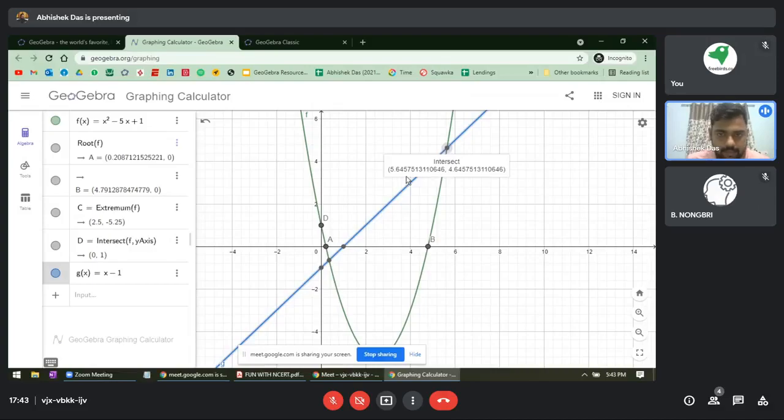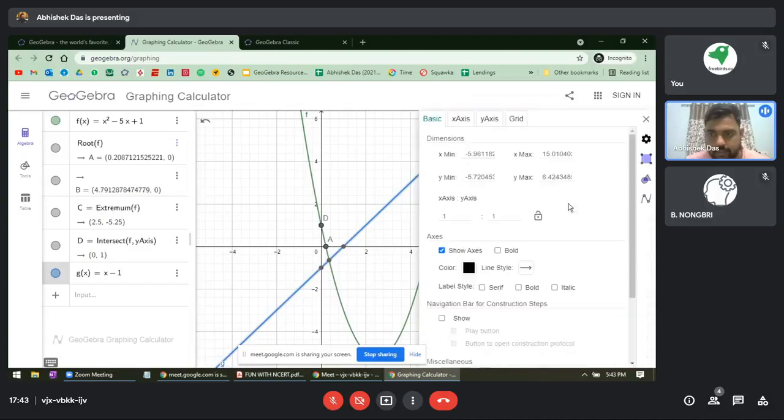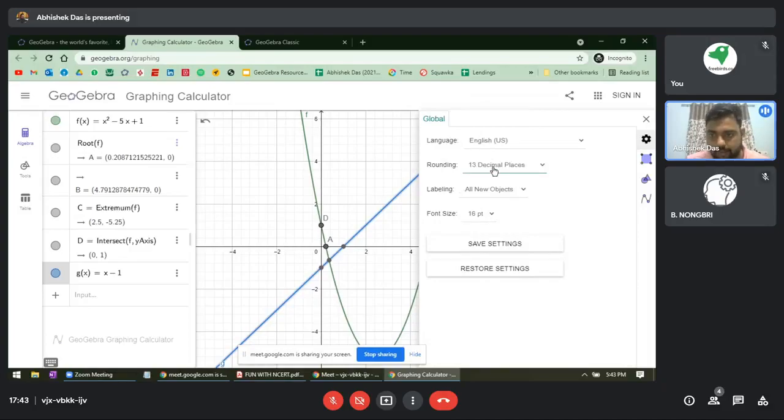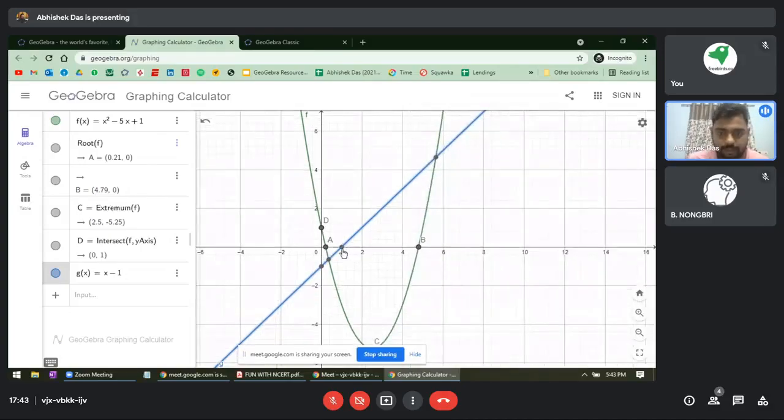Now, if you see the points of intersection of the line and this parabola, the values after the decimals contain more than 10 digits, right? So we can minimize it by going to the settings menu. We'll click the gear button again, and then from 13, we can, let's say, round it off to 2 decimal places. Okay. Now you can see the intersection points have 2 decimal places.